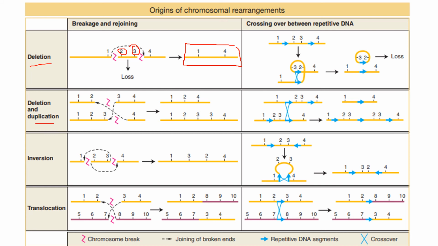For deletion and duplication, during crossing over, before duplication, deletion occurred in the process. So in this case, segment 4 attaches to this point. Thus, the result, we have the 1, 2, 4 segments. On the other hand, segment 3 attaches to this segment and results in 1, 2, 3, 3, 4 segments of DNA.